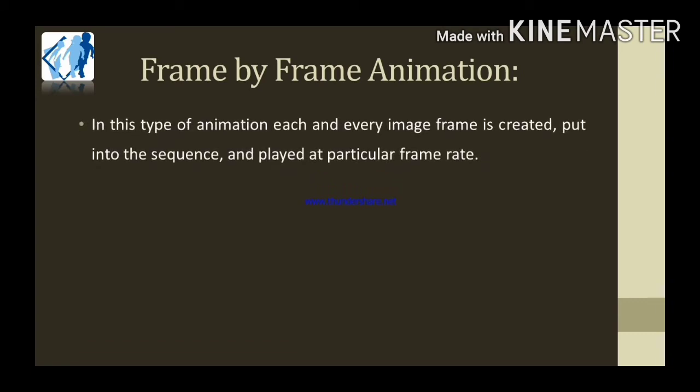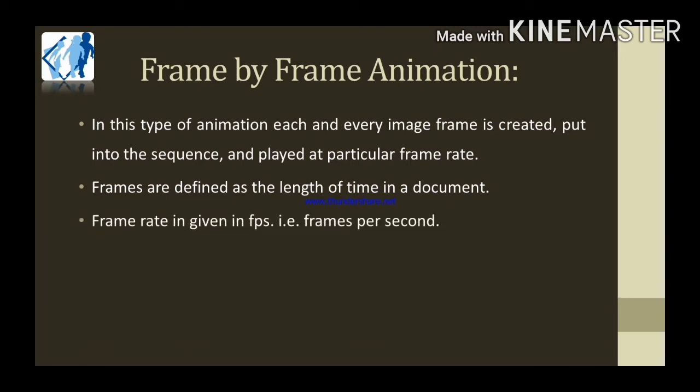In this type of animation, each and every image frame is created, put into the sequence and played at a particular frame rate. Frames are defined as the length of a time in a document. Frame rate is given in FPS, that is frames per second. This method is slow and tedious.